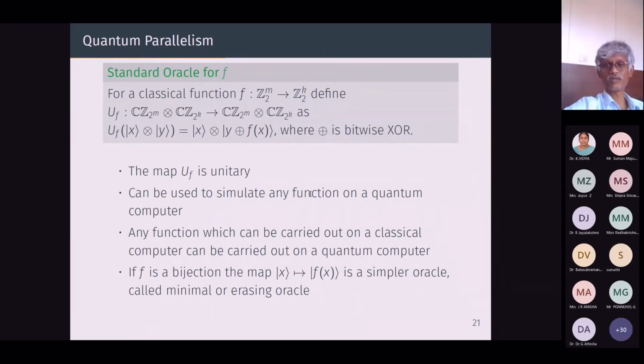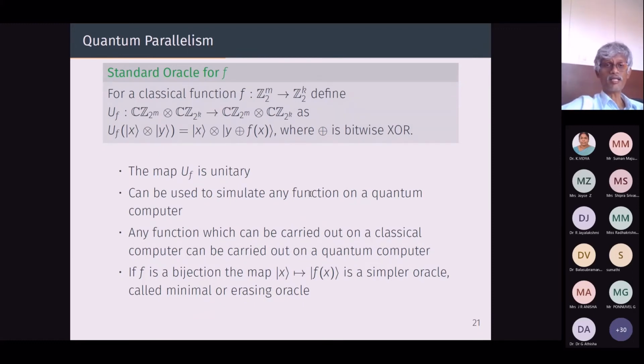This ⊕ notation is the usual bitwise XOR. Recall that the basis is the set of all numbers, which you can think of as positive integers from 0 to 2 to the power n minus 1. These have a bit representation. So y is a bit vector like 0 1 1 0 1 1 1 0 1, and f of x is again a bit vector of the same length, so we can take the bitwise XOR. This U_f map is a unitary which takes the 2 to the power m dimensional vector space tensor the 2 to the power k dimensional vector space to the same tensor product.